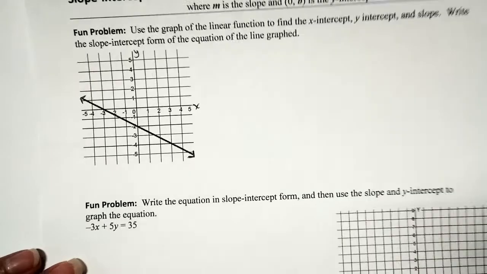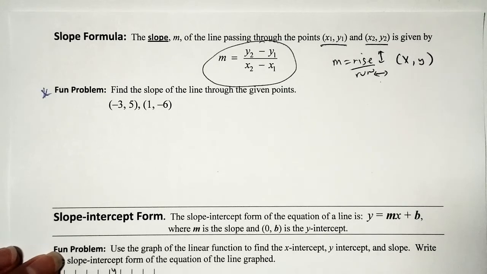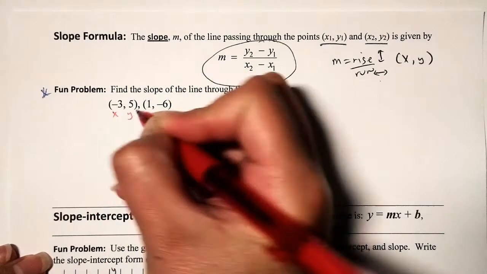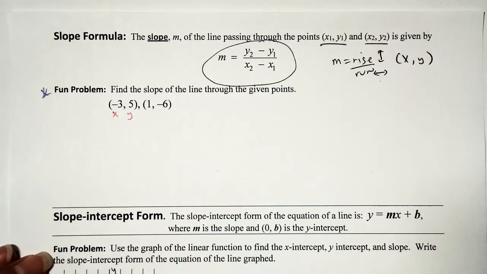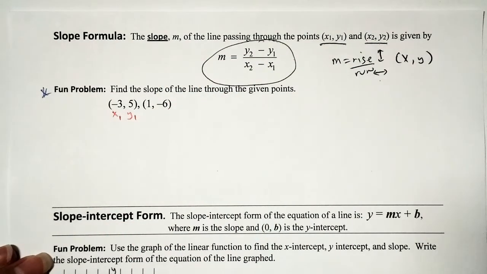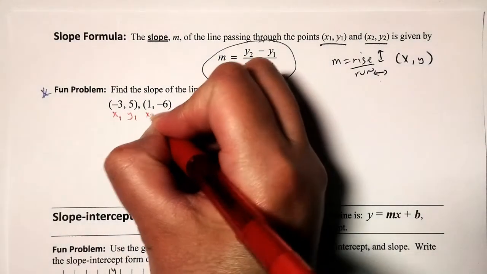Well, that's like the x action. So this is why we have y on top, x on bottom. Cool. Now coming to our problem, find the slope of the line through the given points. So with your permission, I'm going to label these. Since -3, 5 is the first point that I see, I'm going to call this my first point, or x1, y1. 1, -6 is the second point that we see, so I'm going to call that x2, y2.